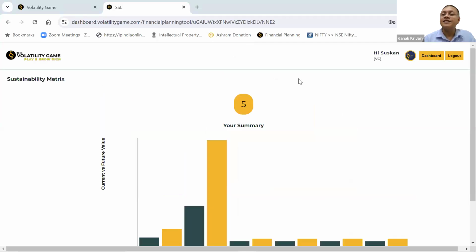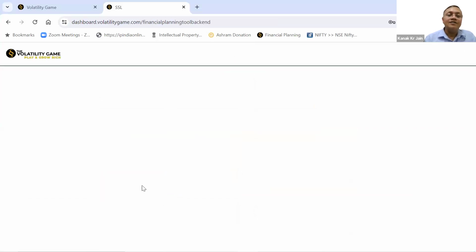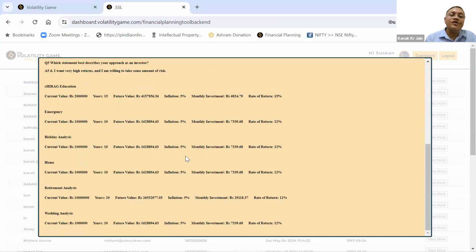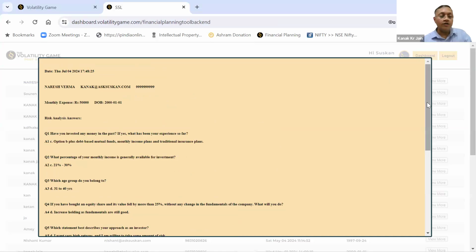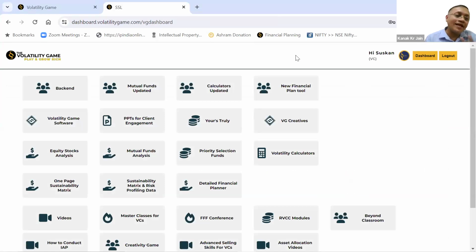Okay? So once this is done, then you just go to the dashboard again, and this is the data. If you can see Naresh Verma, this was all done few minutes back, and you can see all the details over here. So you have done what? You have done a risk profiling, you have done a financial planning, which is not a financial planning. We call it sustainability matrix, and it is done. So this is the first thing which you have done with your investor. And then risk profiling, and then now you need to suggest a particular fund to a particular client. So now these are certain things which you need to do.